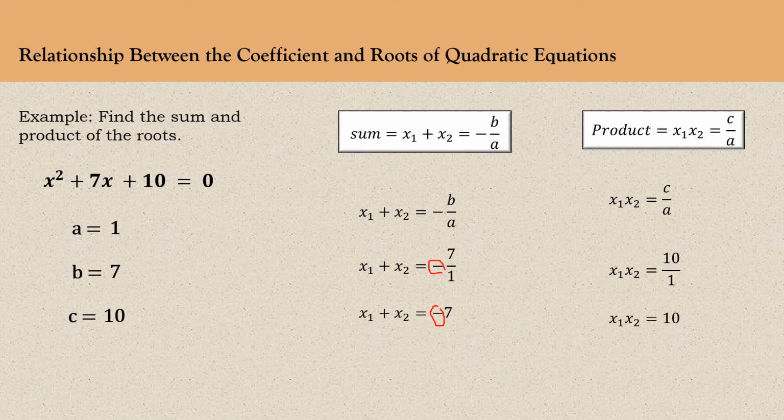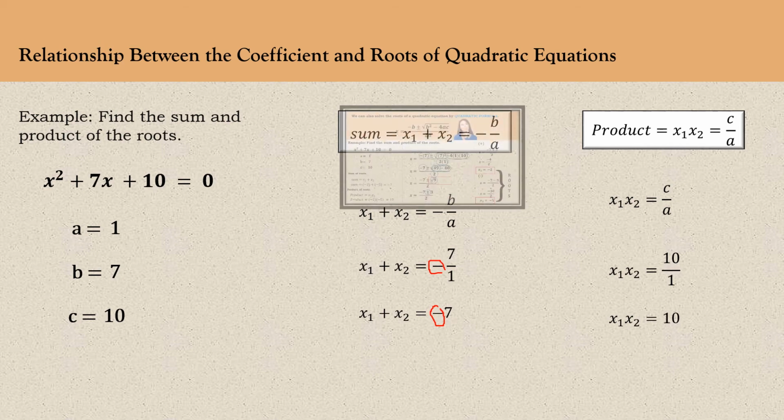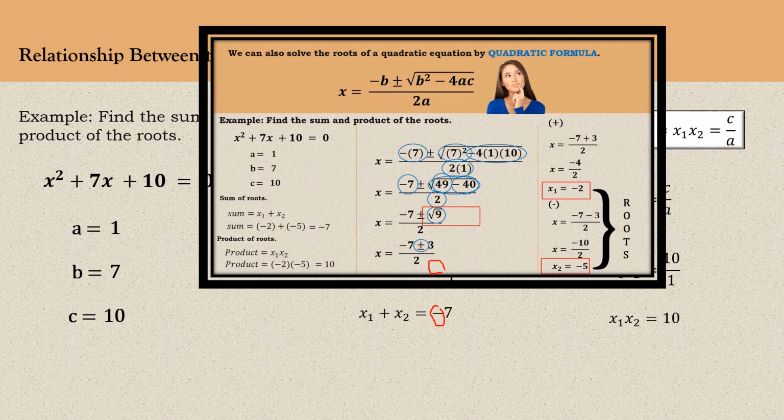Let's check. Katong gisolve na to ganina, gigamitan na to quadratic formula to get the roots, if same lang ang answer. Okay, let's check. O, tanawan ninyo class. Pareha lang ba? Tanawa. The same lang? Check. Parehara. So, negative 7 ang sum, 10 ang product.